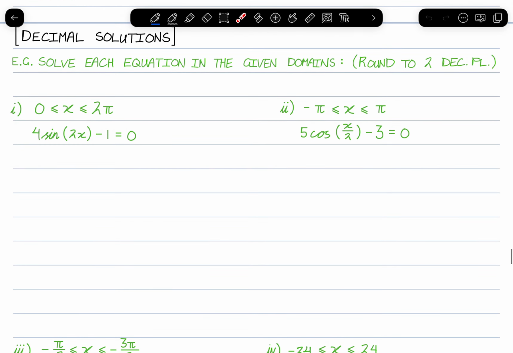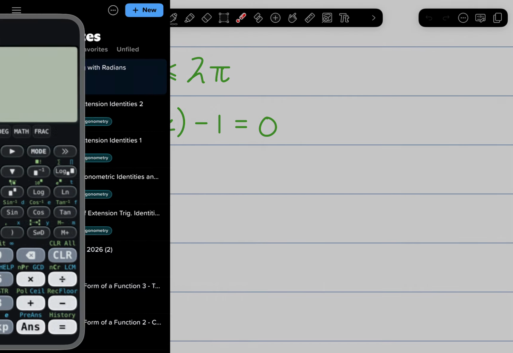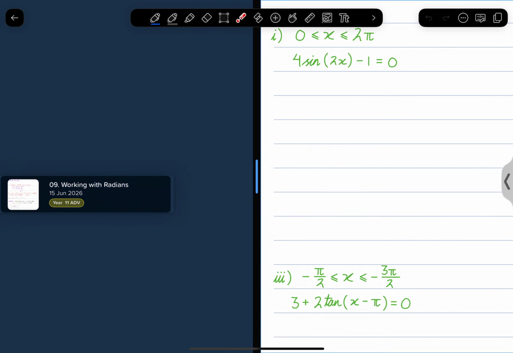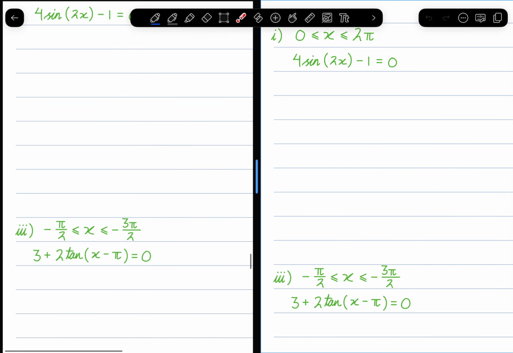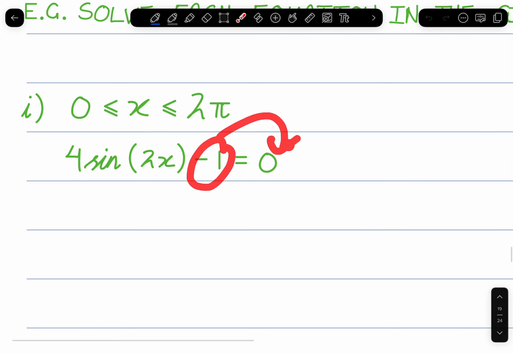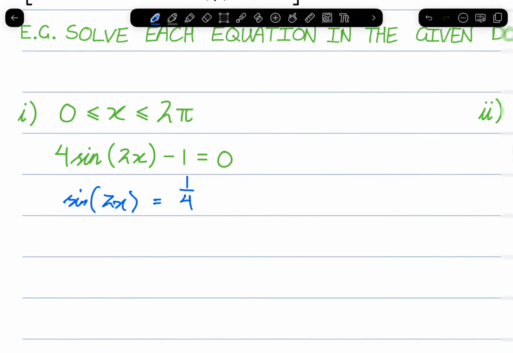So here we go. These work as per usual, but you'll see when we get to the inverse sine step for this one. Moving the 1 across, then dividing by 4, I get sine of 2x equals 1/4.